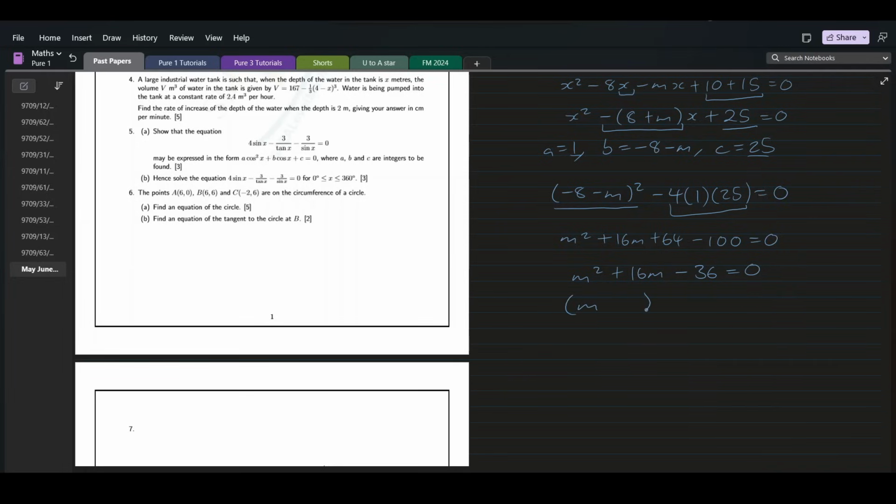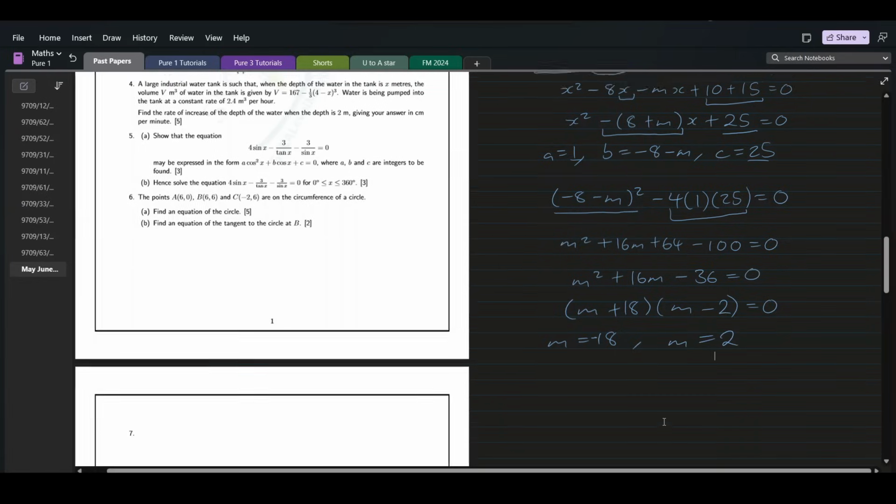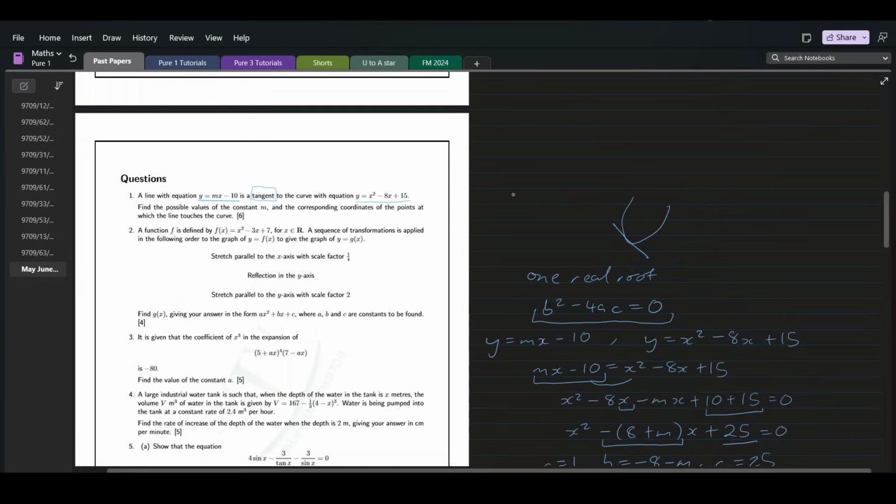If we factorize this, we're looking for factors of negative 36. That will give us 16, so we can do positive 18 minus 2, and that should, yes, that should be correct. And then that means m should be equal to 18, or rather negative 18, and m should be equal to 2. Okay, so they've told us to find the possible values of the constant m.